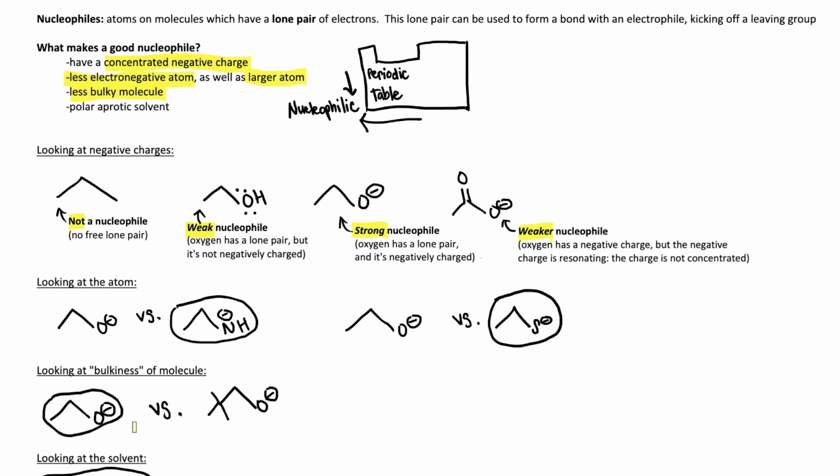So if we look at these two examples here, this molecule is bulkier than this one, meaning there's a lot more crowding here. There's a lot more carbons that's causing steric hindrance. So since this molecule has a very sterically hindered structure, it's going to be harder for it to attack our electrophile. So because of that, the less bulky molecule is always going to be our better nucleophile.